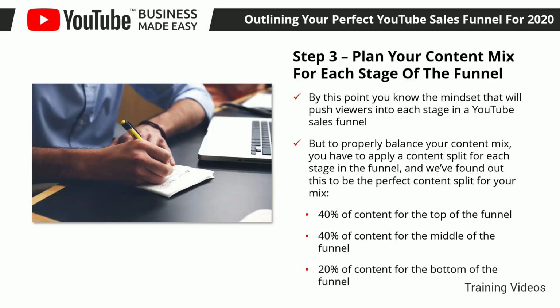20% of content for the bottom of the funnel. This means that the last 20% of your content will be intended to encourage your viewers to take action, or at the very least, to find your product videos if they're actively researching them. And that's it, folks. You can design an agency-level sales funnel for your YouTube business in 3 simple steps, guaranteed.